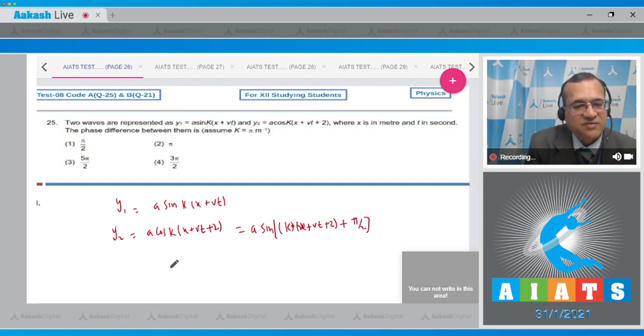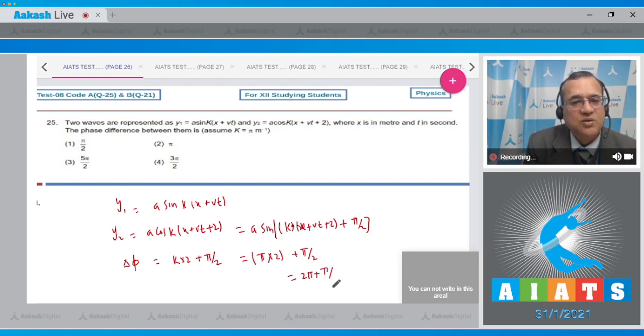Look at the phase difference. The phase difference between these two is equal to k into 2 plus pi by 2. As given, k is equal to pi, so I fill in k equal to pi, and plus pi by 2. So this becomes 2 pi plus pi by 2, which is equal to 5 pi by 2. Therefore, the phase difference is 5 pi by 2 radian. Therefore, the correct answer is option number 3 to this question.